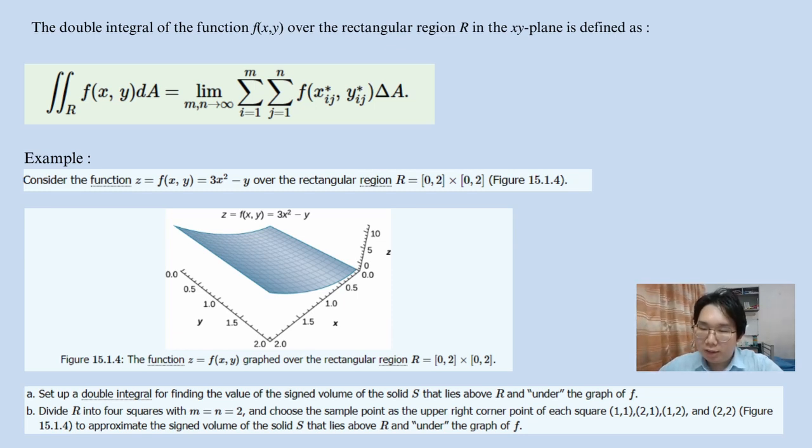And now, after understanding the basic concept, let's come to the example. The question is: consider the function z equal to f(x,y) equal to 3x² minus y over the rectangular region R, which is [0,2] × [0,2], as shown in figure 15.1.4. There are two parts that we need to solve for this example. Part A is to set up a double integral for finding the value of the volume of the solid S that lies above R and under the graph of f. The second part is to divide R into 4 squares with m equal to n equal to 2 and choose the sample points as the upper right corner point of each square, (1,1), (1,2), (2,1) and (2,2), which are shown in figure 15.1.4, to approximate the volume of the solid S that lies above R and under the graph of f.